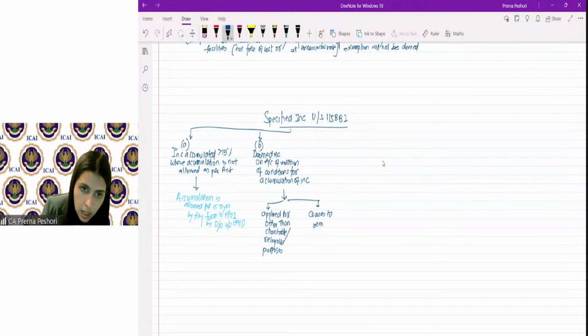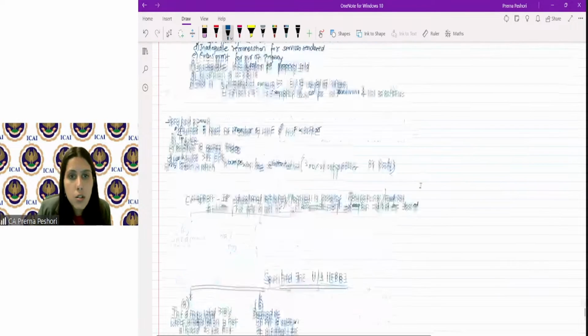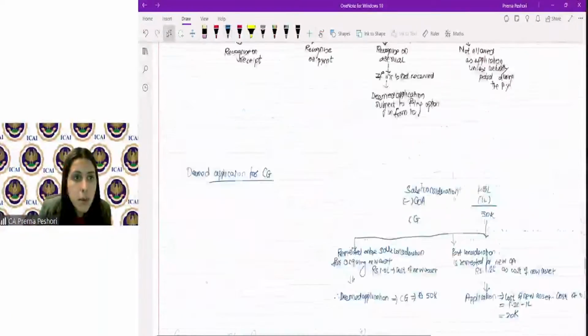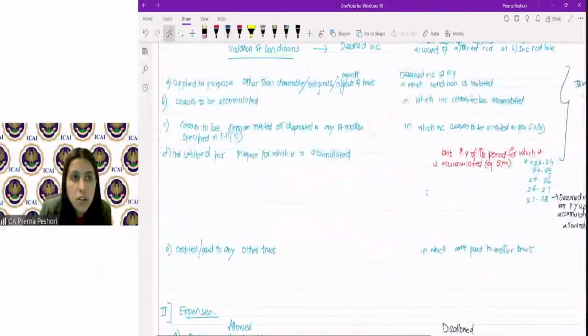Ceases to remain invested. Third one is paid to any trust registered under section 12AA or 12AB. So any donation from the accumulated amount is not allowed, right? If it is paid to a trust.